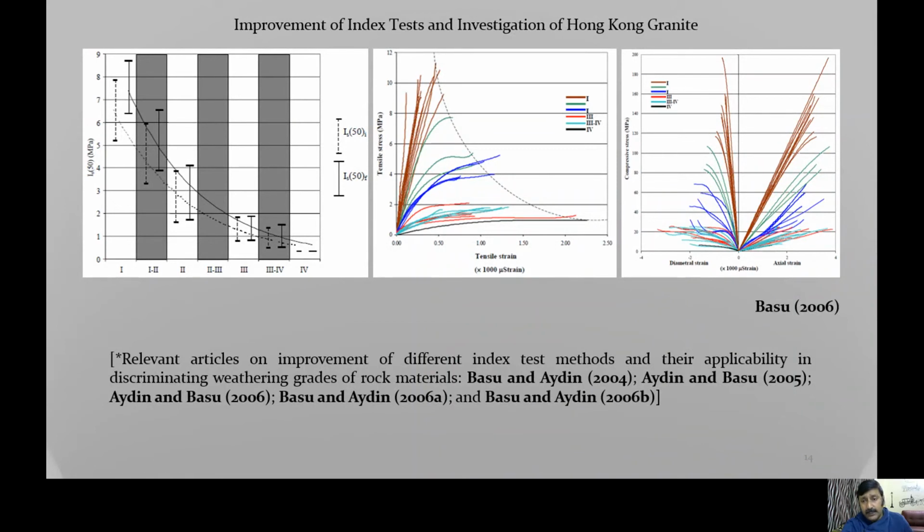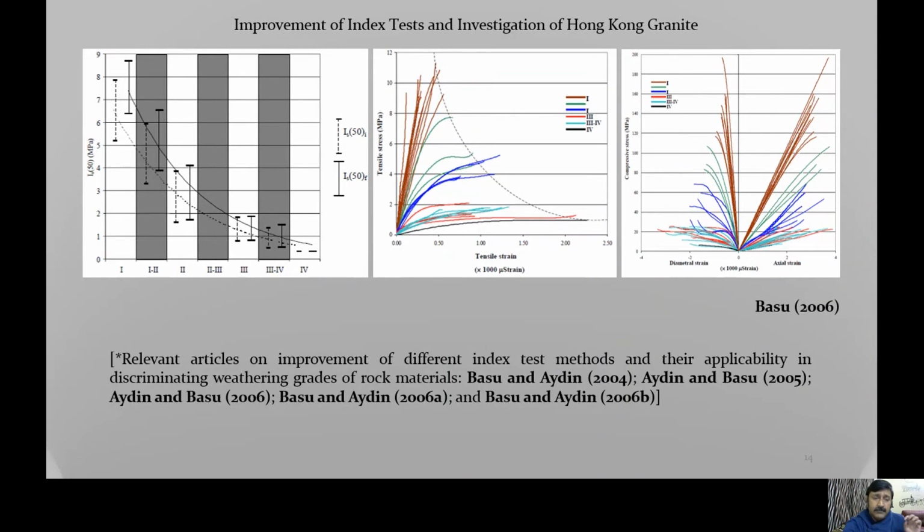And this particular diagram, the third diagram, is the stress strain diagram under the uniaxial compression test, and we can see how the nature of the stress strain curve changes as the weathering grade intensifies. The plasticity is increasing, as you can see, and the strength and Young's modulus are decreasing as weathering is intensifying.